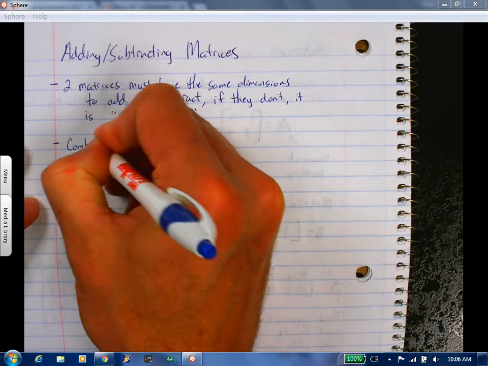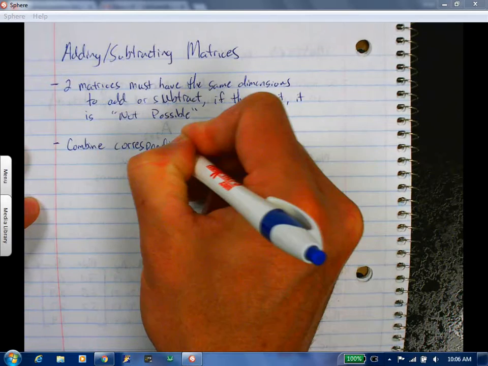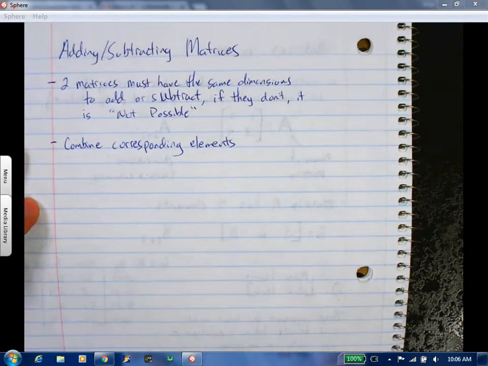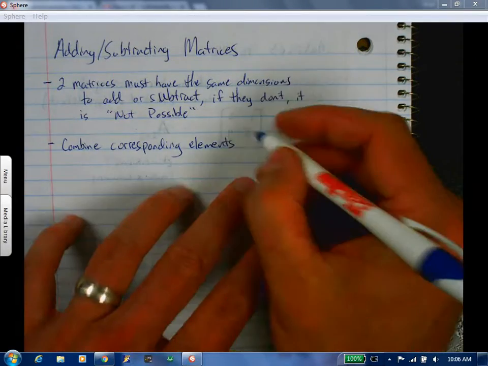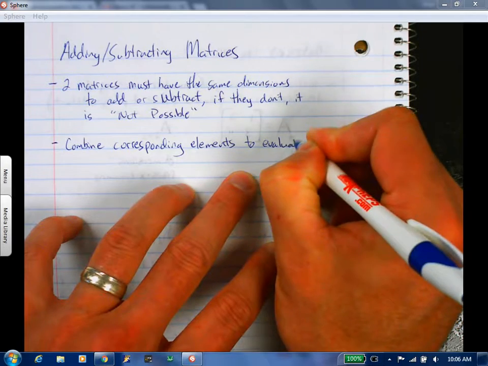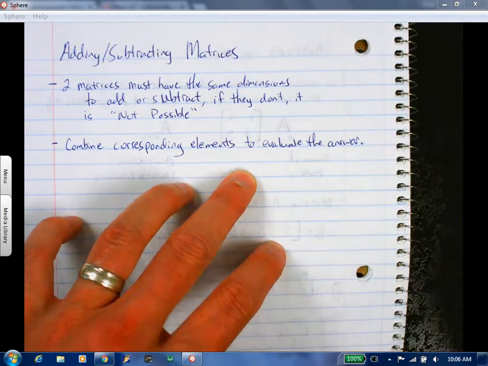And all we have to do is we have corresponding elements. That's the word there. Corresponding elements. So whatever's in the top left of each matrix, you add them or subtract them together. That's going to be your answer.